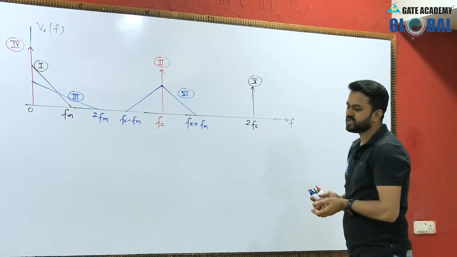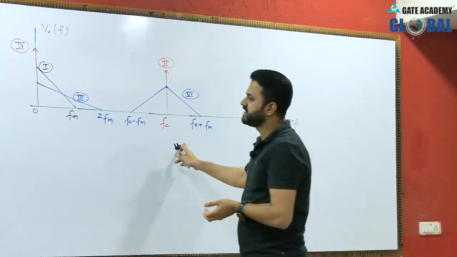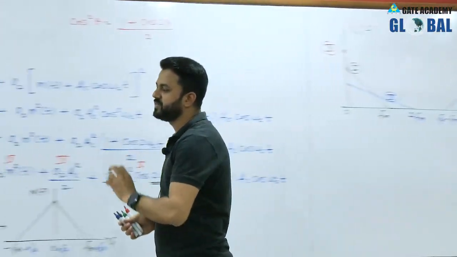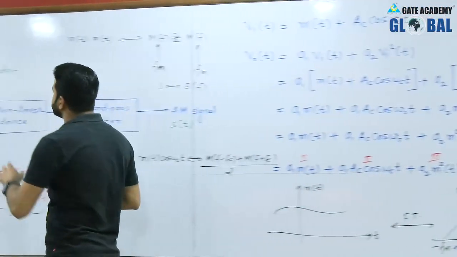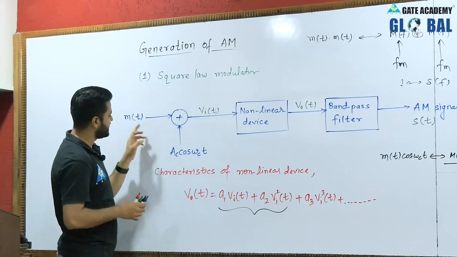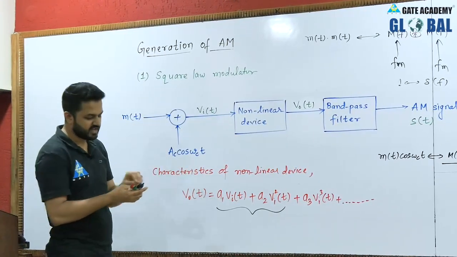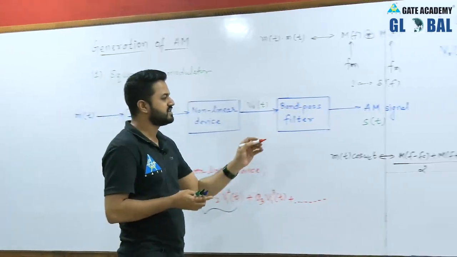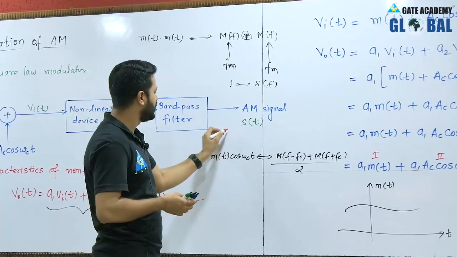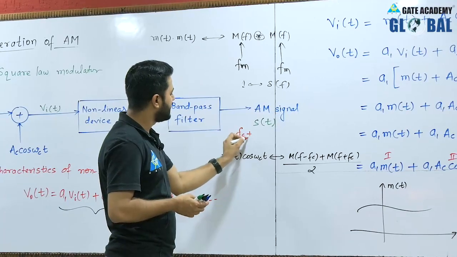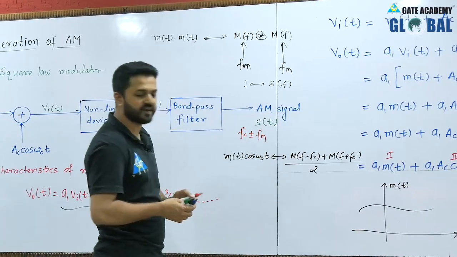Now we can easily observe that because the input of this square law modulator has frequency fm and the carrier frequency is fc, the double sideband that should be generated at the output will be fc plus minus fm.